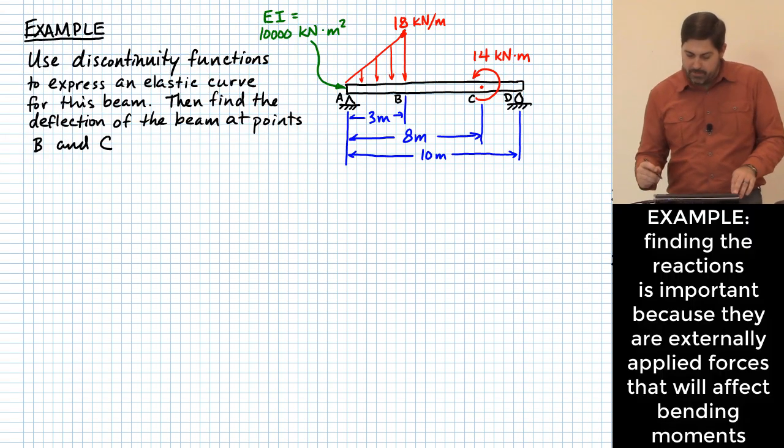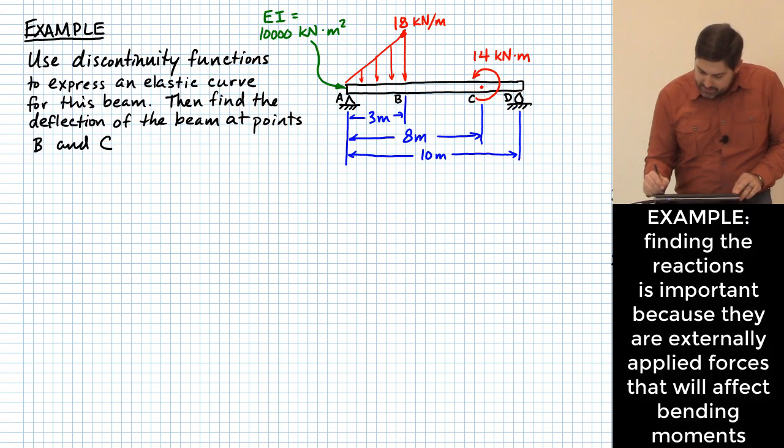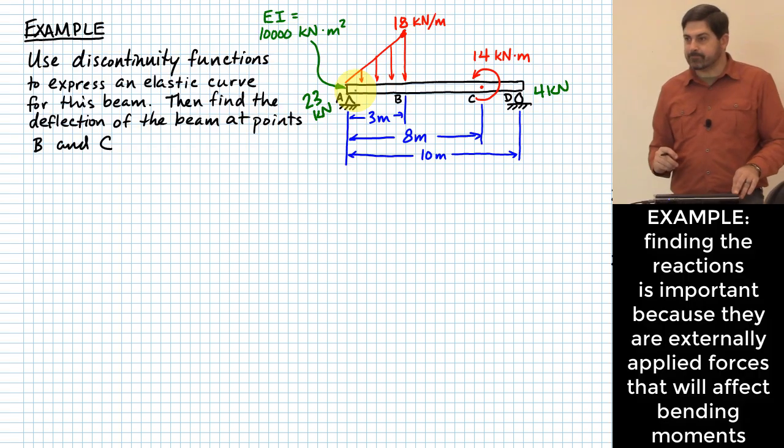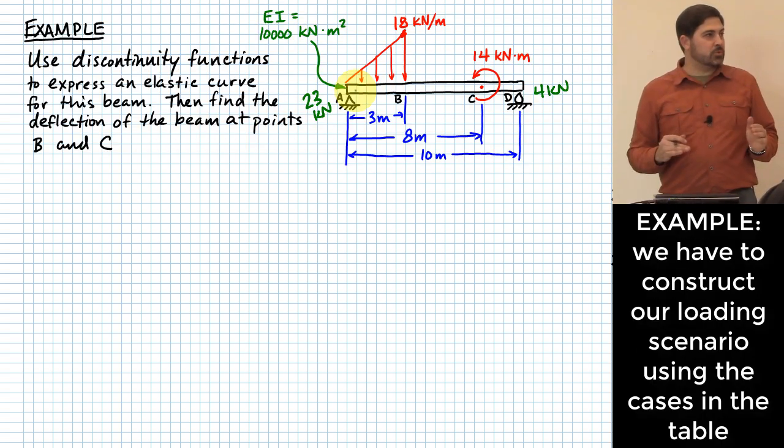So let me just go ahead and make note over here that now that I've set all these up, we have 4 kilonewtons of reaction at location D, and I'm going to have, was it 23, I think, kilonewtons of reaction at location A, okay? Now we have to get into this actual problem.